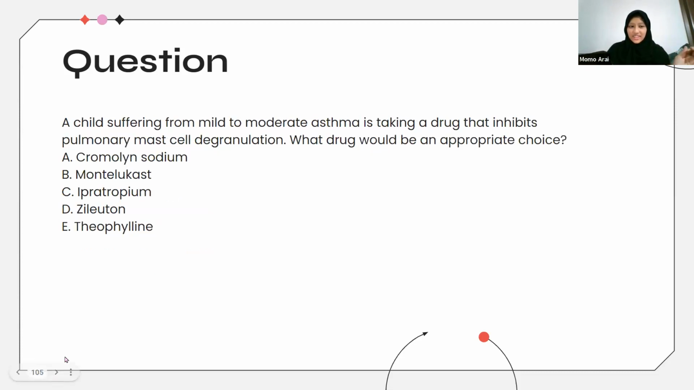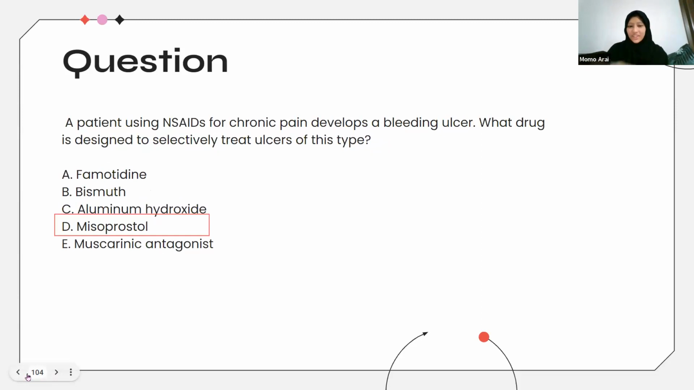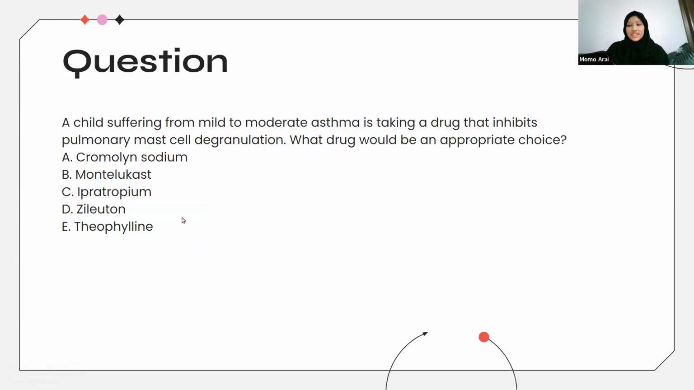Is that clear? Okay. I thought there was a slide coming for the COX-1, COX-2, but is this clear, misoprostol? Okay, it's prostaglandin. Okay, good. Now, next, a child suffering from mild to moderate asthma is taking a drug that inhibits pulmonary mast cell degranulation. What drug would be an appropriate choice? Again, this is also recall. It's directly telling you the mechanism of action.